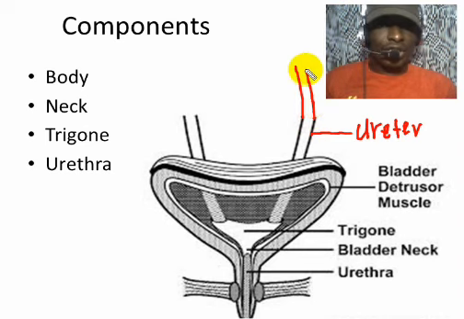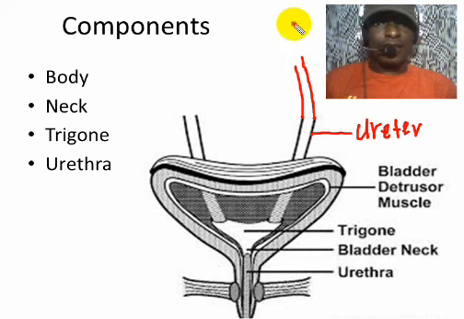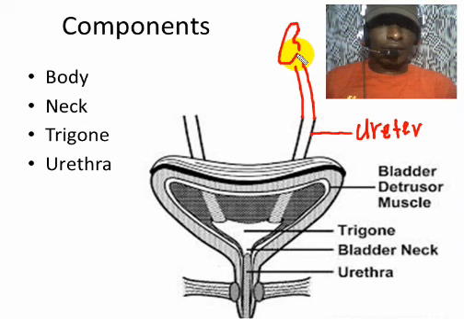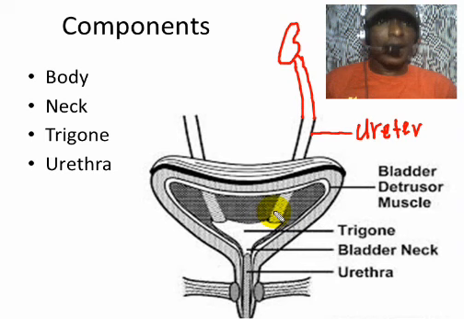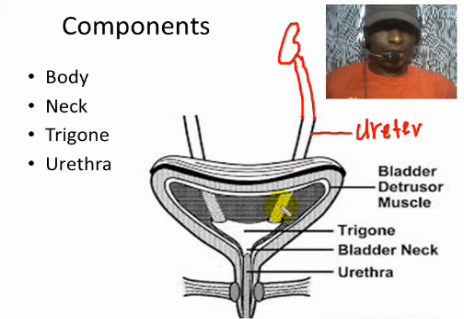originates from each kidney. If this is the kidney, it originates from here and it terminates right at the trigone of the human bladder. So the urine formed in the human kidney is transported via the ureter to the bladder for storage.